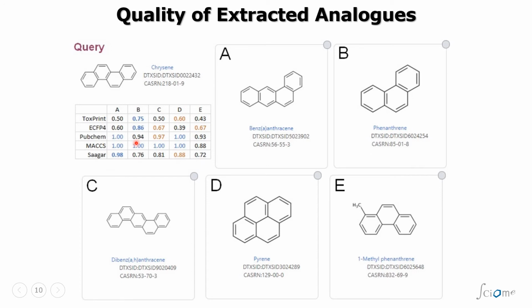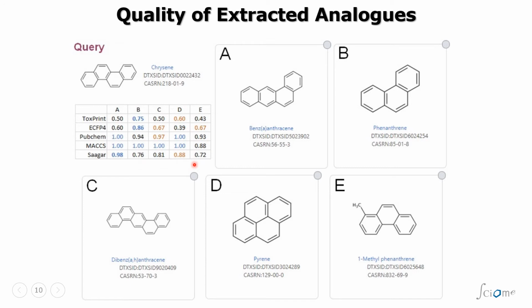The next closest compound is D at similarity of 0.88, which is high, and it also has the right number of fused rings. Saagar feature provides resolution also. Similarity going from 0.98 to 0.72. 0.72 is the lowest similarity with compound E because it has fewer rings and has an extra substituent.